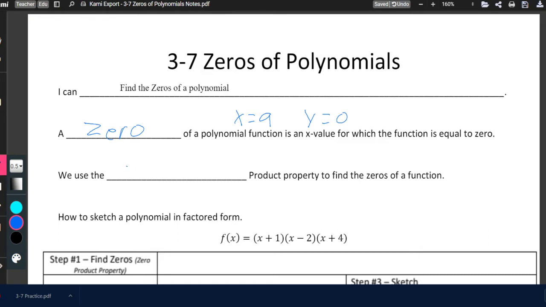So we use the zero product property to find the zeros of a function. What this means is that any two variables or any two things multiplied together, if they equal 0, then that means one of them is equal to 0. How we write that: if a times b equals 0, that means either a equals 0 or b equals 0.